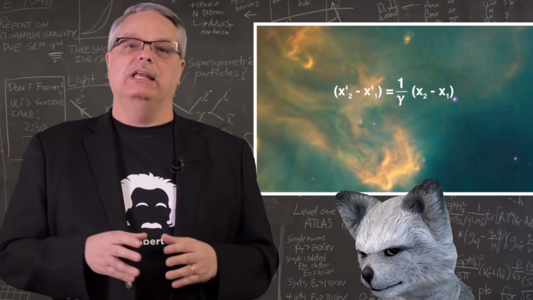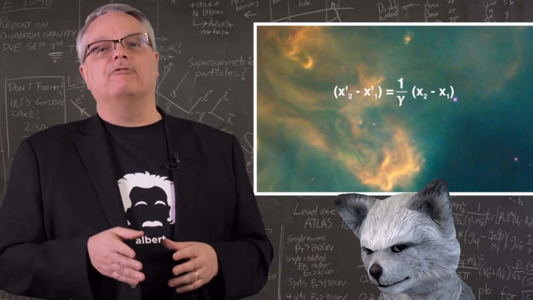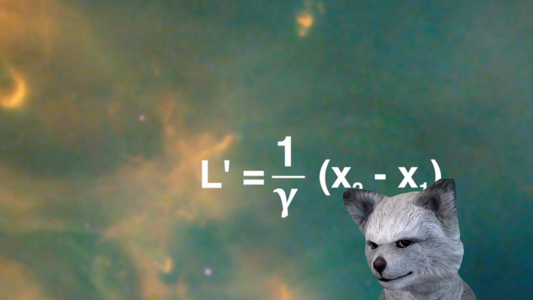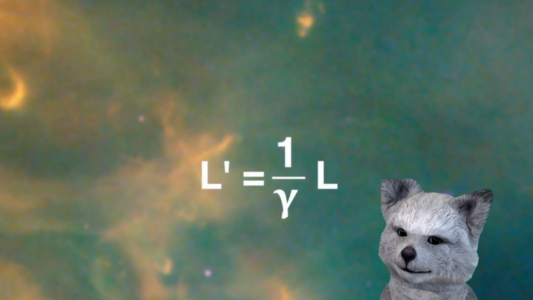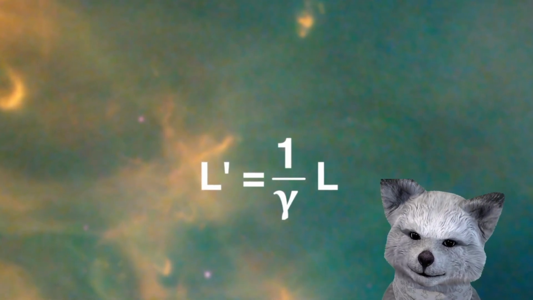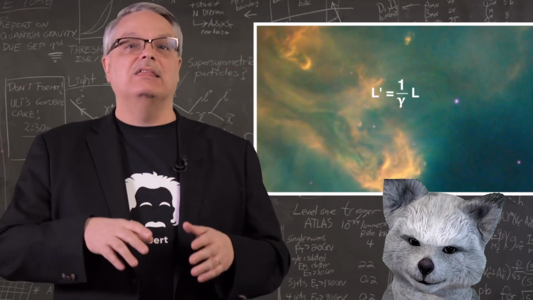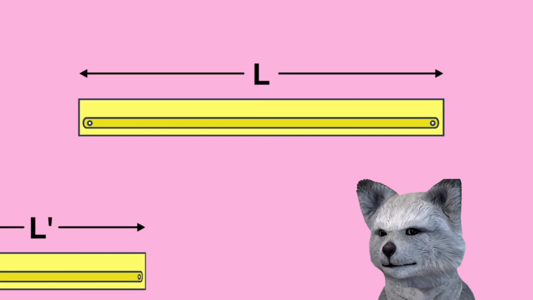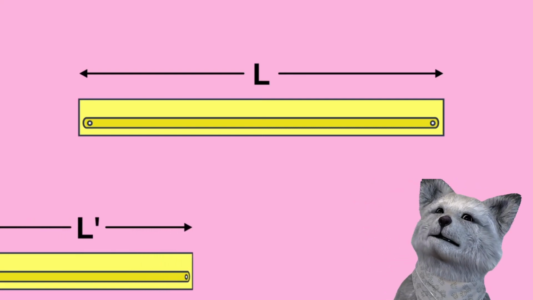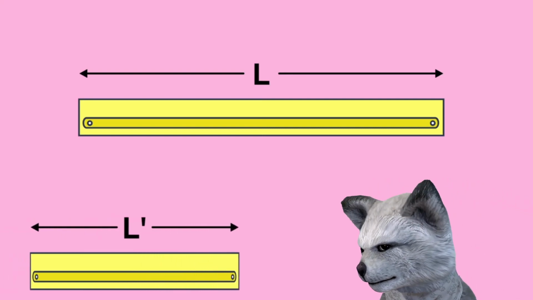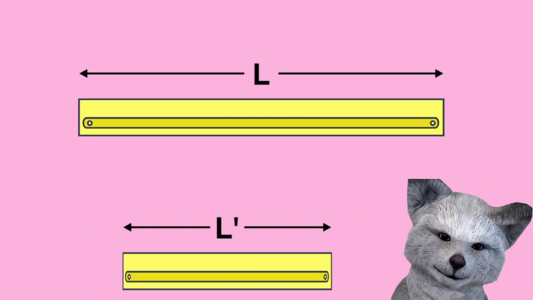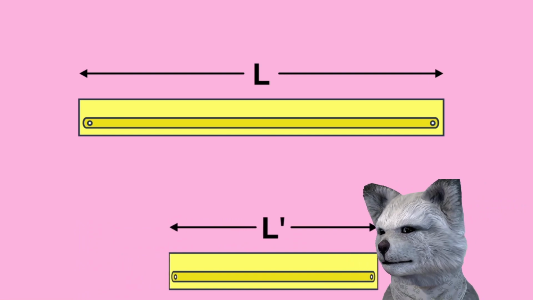And that brings us to the answer. We replace the differences for both the primed and unprimed variables with the L prime and L, and what we find is that the length of the stick in the primed frame is the length in the unprimed frame divided by gamma. Since gamma is greater than or equal to 1, this means that the person who is moving with respect to the stick sees a shorter stick than one who is stationary to it.